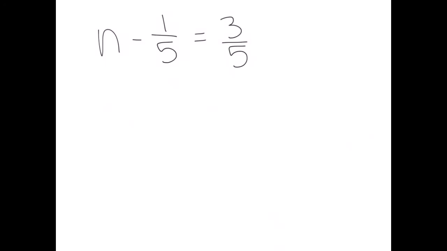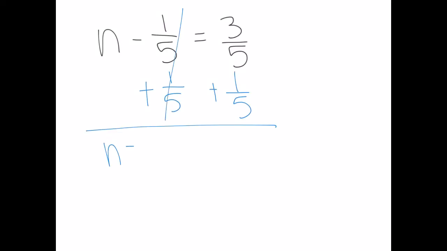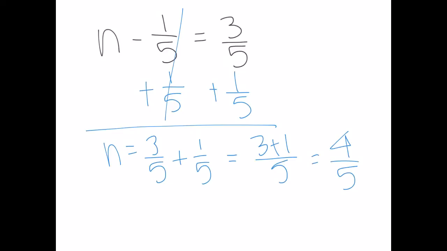To do this problem, we have to add 1/5 on both sides. Cross that out. N equals 3/5 plus 1/5 equals 3 plus 1 over 5, which equals 4 over 5.